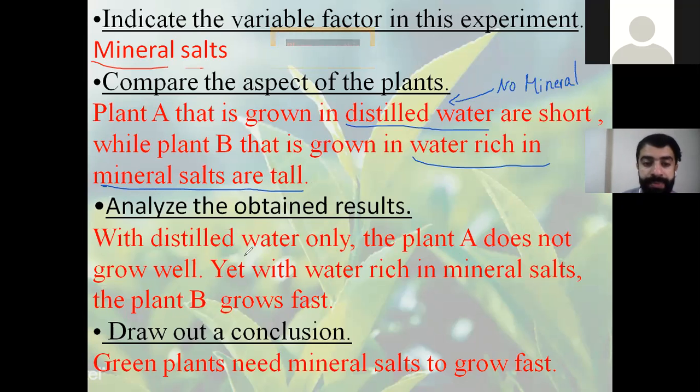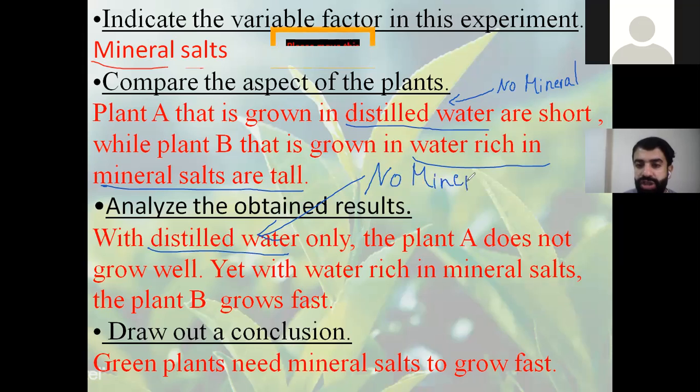So here I mentioned in the analysis the variable. Whenever I say distilled water, from now on, it means no minerals. Okay? So you have to pay attention to this. From now on, distilled water, no minerals. So the second conclusion for our session: green plants need mineral salts in order to grow.